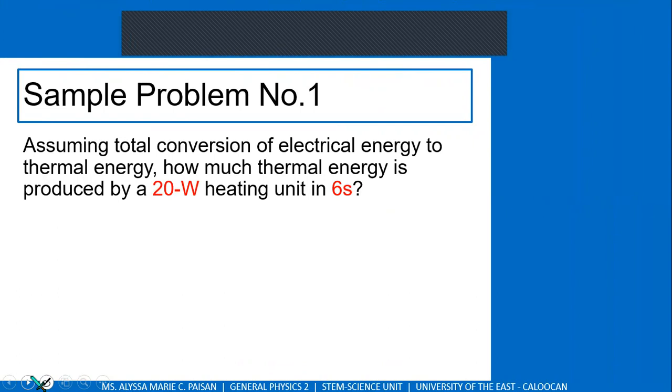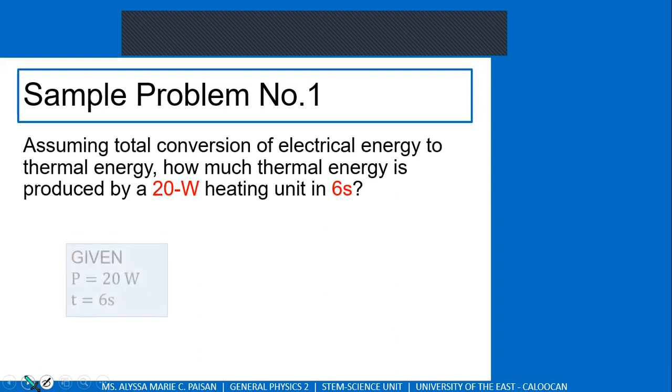It says here, assuming total conversion of electrical energy to thermal energy, how much thermal energy is produced by a 20-watt heating unit in 6 seconds? Take note, if the W is together with the number, it is the unit for power, watt, W-A, double T, and it does not mean work. Baka kasi isipin nyo, produced by a 20 work heating, hindi ganon, ha? Okay, the W here stands for watt. It's a unit, it's not a quantity, okay?